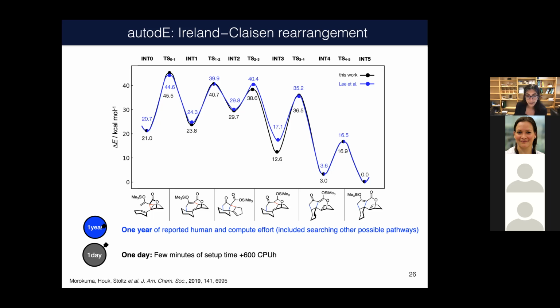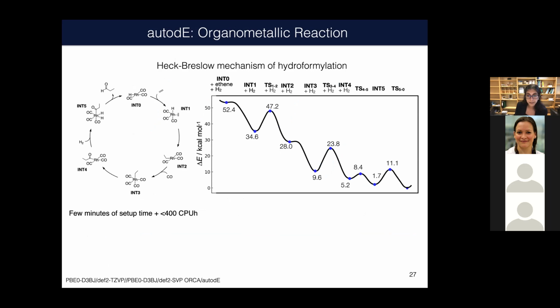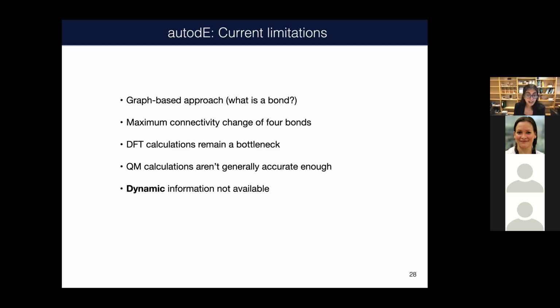More importantly, we're able to show that this can be applied to metal complexes. Here we draw a very simple, maybe organometallic reaction, but again, showing the power of exploring a multi-step reaction involving a metal center. Again, very short time compared to the manual exploration of this reaction. So we're very optimistic about the methodology.